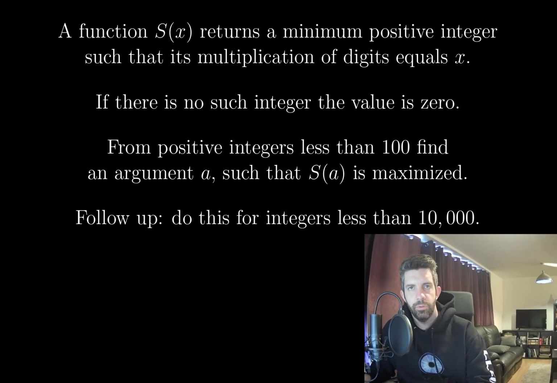Today I'm returning to a problem that I started and mostly solved a little while ago. It was one that was submitted by a viewer. I'll read out the original problem. It says a function s of x returns a minimum positive integer such that its multiplication of digits equals x. If there is no such integer, the value is 0. From positive integers less than 100, find an argument a such that s of a is maximized.